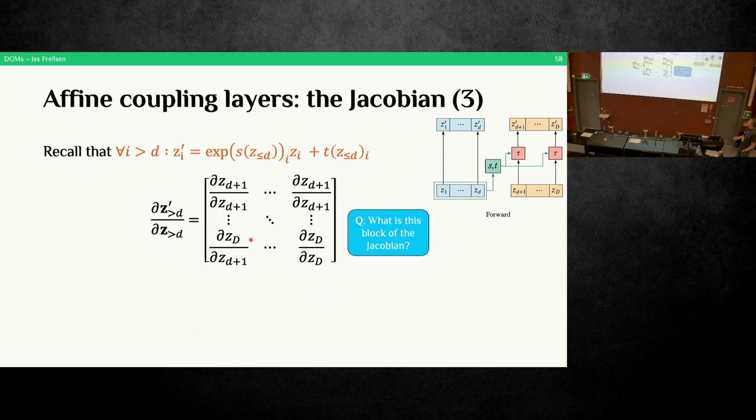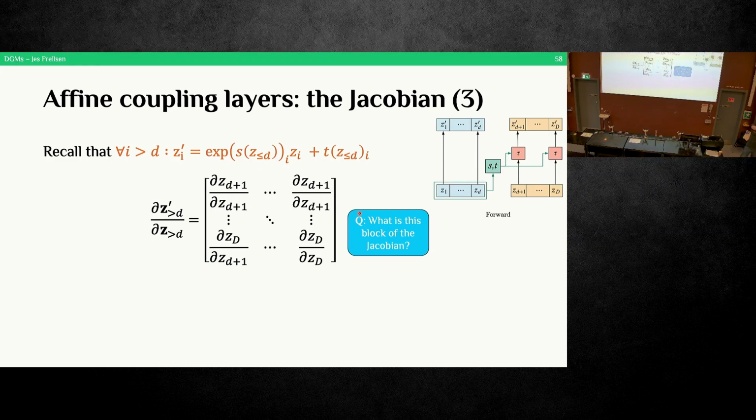Now let's take a look at this Jacobian here. This is the partial derivative of these guys here with respect to these guys down here. What is this block Jacobian? Try to just discuss with your neighbor for a couple of minutes what this block Jacobian should be. All right, so I'm going to interrupt you now. Any suggestions for the off-diagonal elements? What are the off-diagonal elements of this Jacobian?